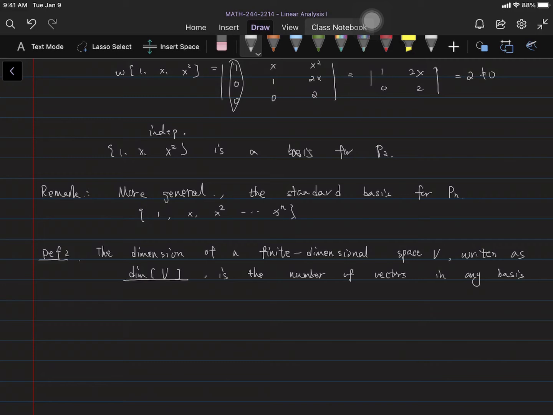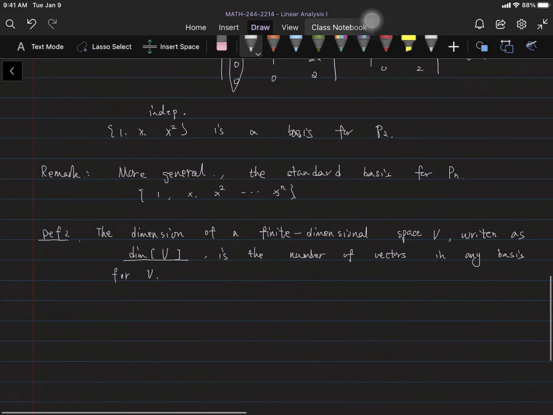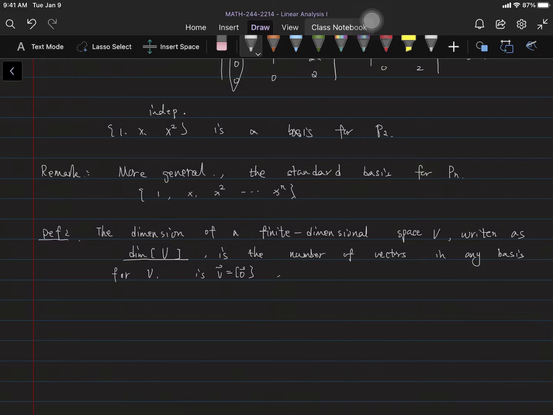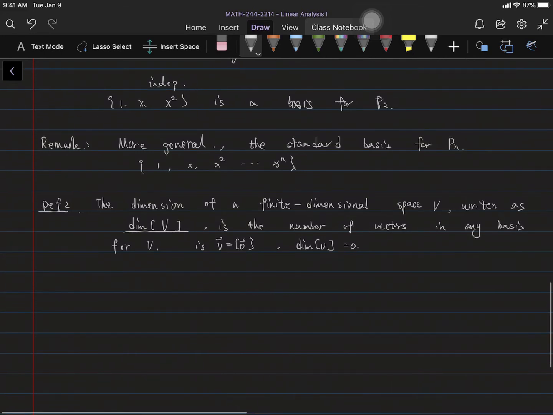What's the dimension? Dimension means the number of vectors in a basis for V. If the vector space just has one vector, the zero vector, then we define the dimension to be 0. That's a special case. Usually the vector space is not 0.